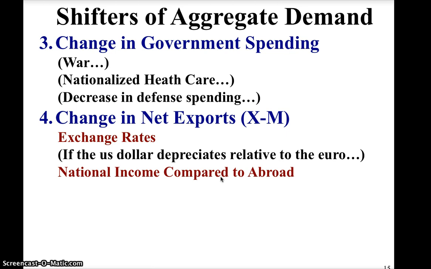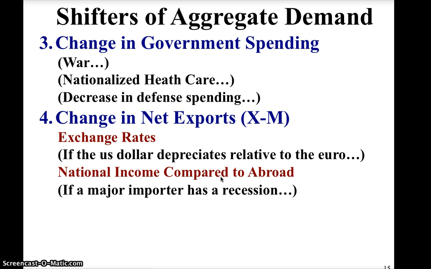If our national income compared to other countries is higher, you're going to have more Americans having a lot of money to then spend on other goods, and that's going to decrease net exports because we're going to be importing more than we're exporting. If the U.S. has a recession, obviously, I've talked about this before, our goods become very cheap to other countries, and that's a boost to our aggregate demand.